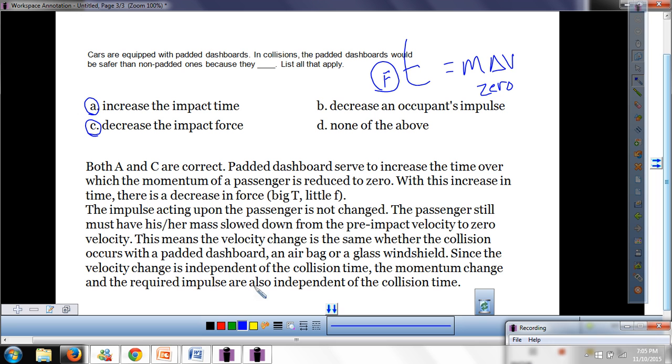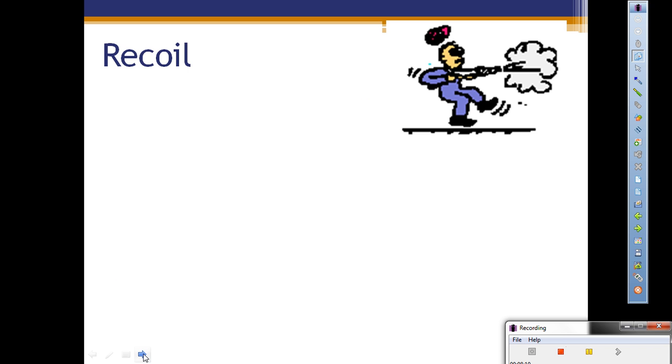And here is your explanation if you want to pause and read that, which would be a great idea, so ask the sub to pause. Okay? All right, let's move on.